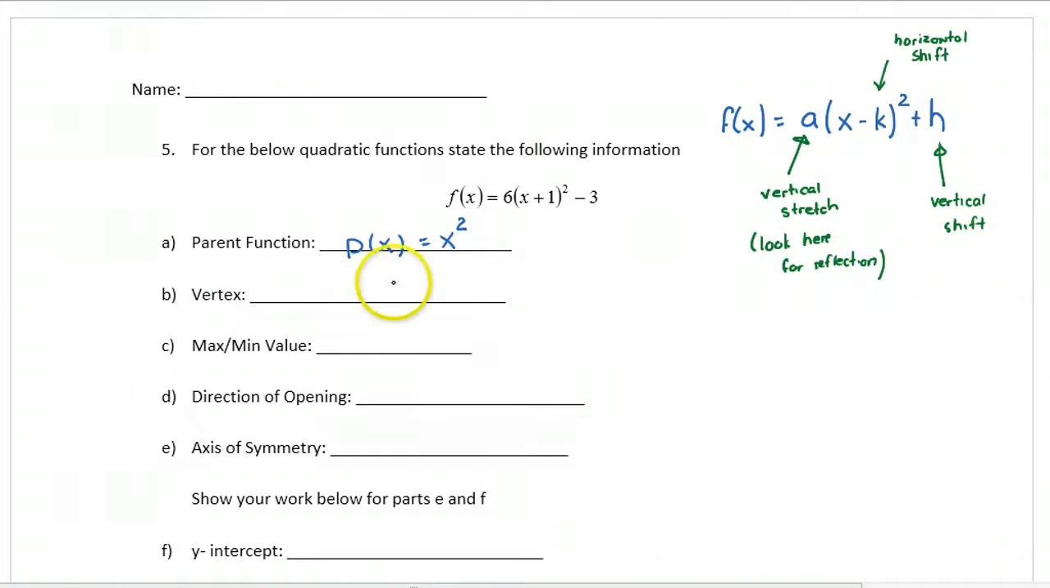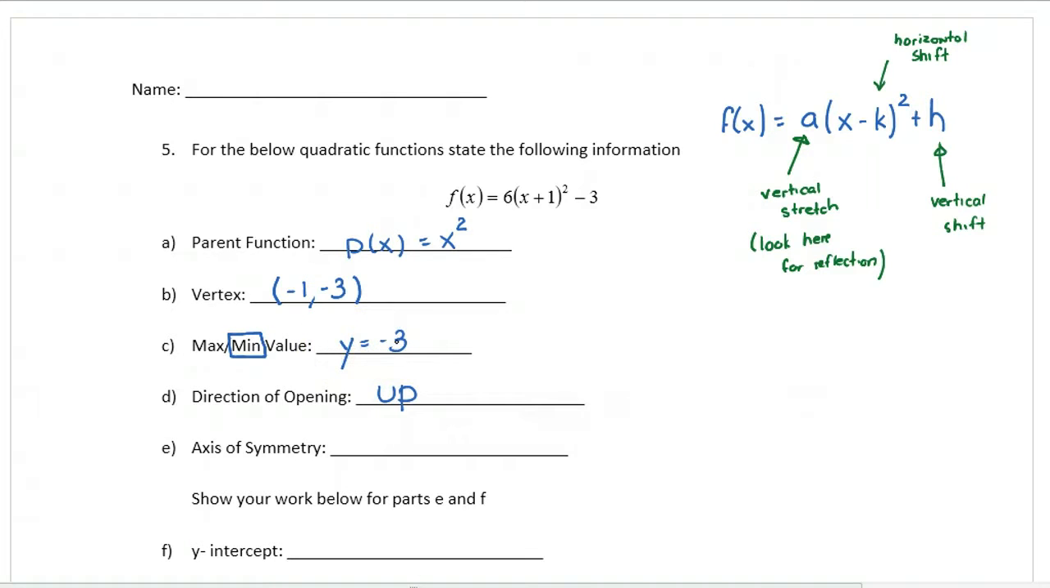Next we want to pick out the vertex, and we know the vertex can be read directly from vertex form. That's why it's called vertex form. So we see that this function has a shift 1 to the left, and it has a shift down 3. So our vertex is going to be at -1, -3. Then we ask ourselves if there's a maximum or a minimum. So before we answer C, let's do D, direction of opening. Since there's no reflection associated with this function, we know that this opens up. And since it opens up, we know we have a minimum value, and that minimum value is going to occur at the vertex. So the minimum value occurs at y equals -3.